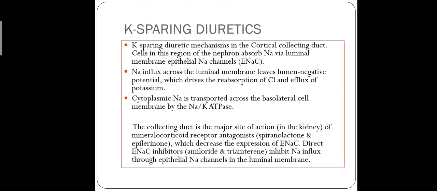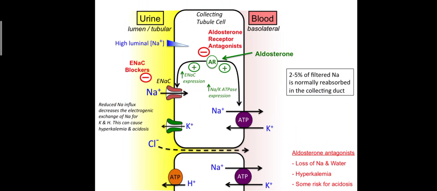The collecting duct is the major site of action of mineralocorticoid receptor antagonists. Examples are spironolactone and eplerenone, which decrease the expression of the ENaC channel. And direct ENaC inhibitors, amiloride and triamterene, inhibit sodium influx through the epithelial sodium channel in the luminal membrane. So it is very clear from this diagram there are ENaC blockers and aldosterone antagonists.